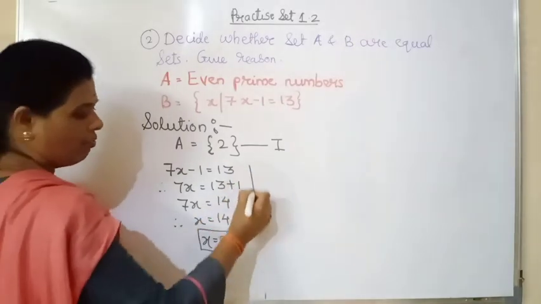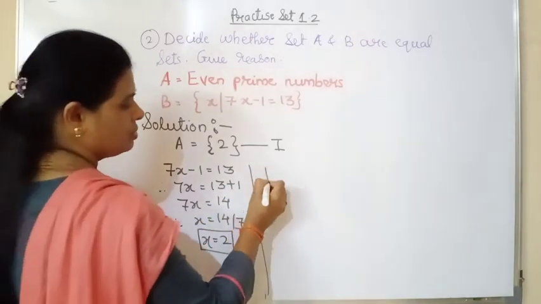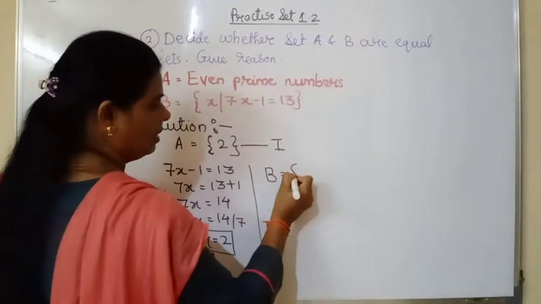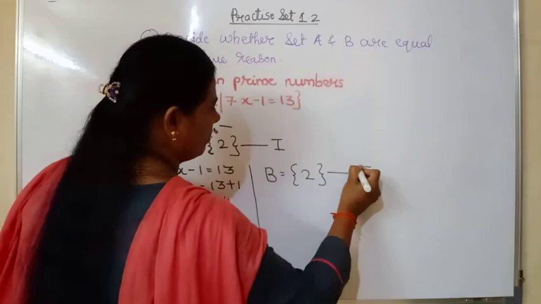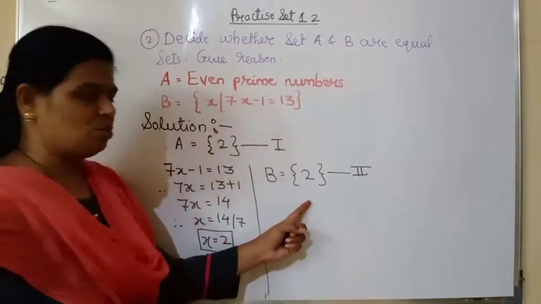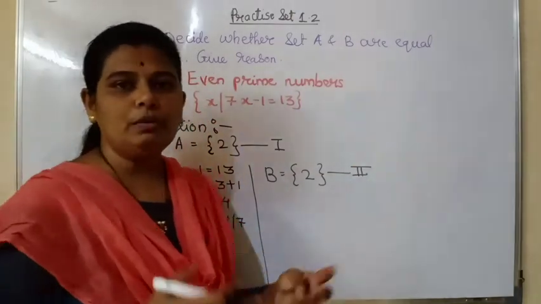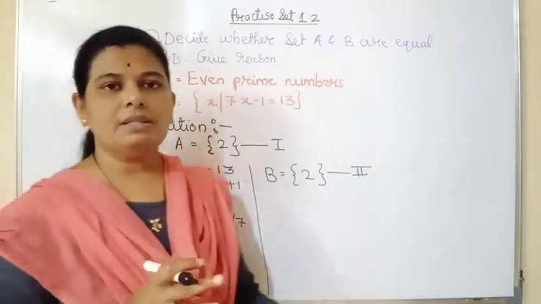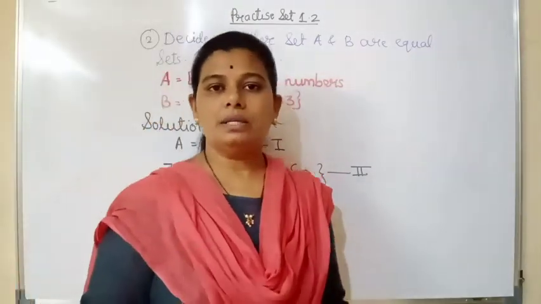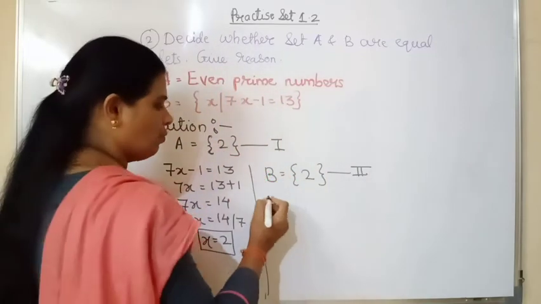Now what will be our set B? So set B is equal to {2}. I'll give the number to set B, that is 2. Now if we observe sets A and B, we will see that the elements in sets A and B are the same.